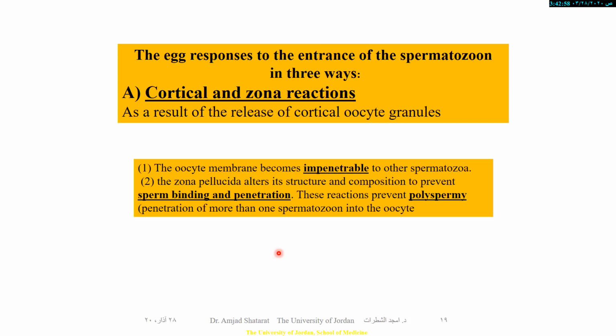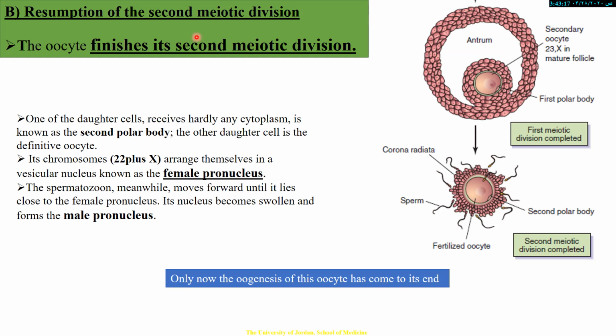The egg responds to the entrance of the spermatozoon in three ways: cortical and zona reaction, which we already talked about in detail. I'd already talked about polyspermia, so this is a repetition of what we talked about, and this is what is important for us. Resumption of the second meiotic division.